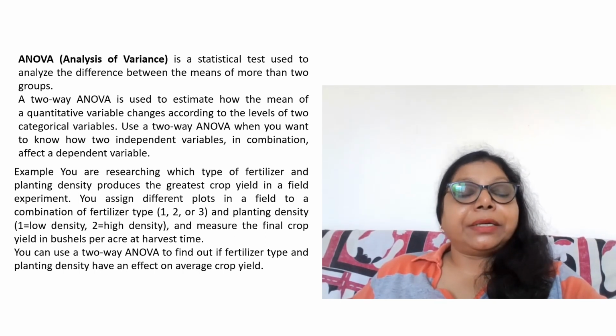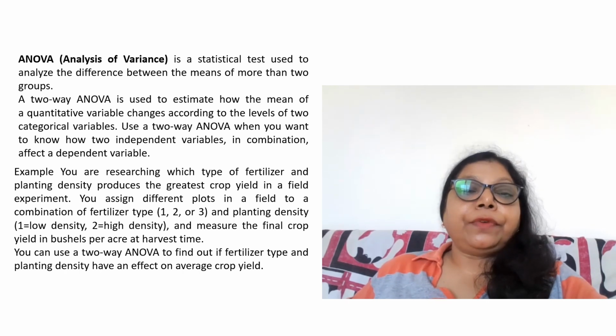Although I have already made it clear in my previous session, let me tell you that ANOVA, that is the analysis of variance, is a statistical test which is used to analyze the difference between the means of two or more than two groups. A two-way ANOVA is used to estimate how the mean of a quantitative variable changes according to the levels of the two categorical variables which we have taken for the study.